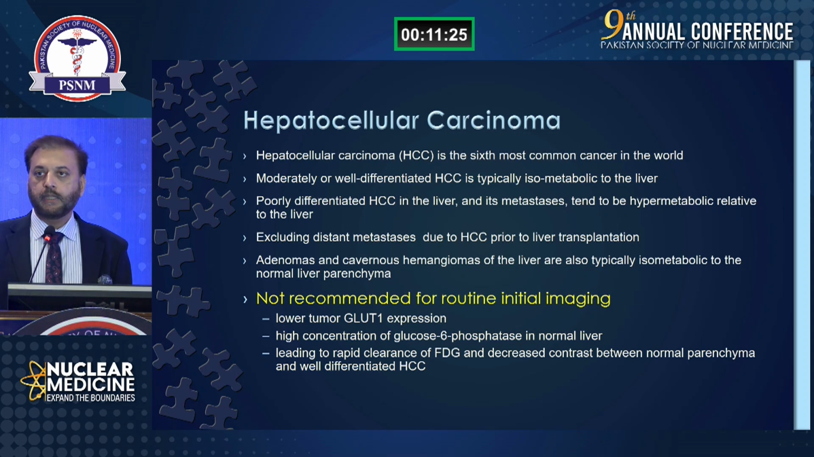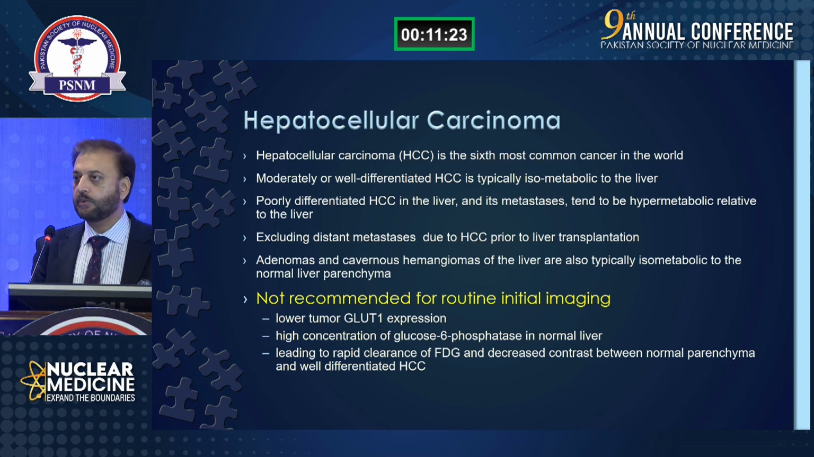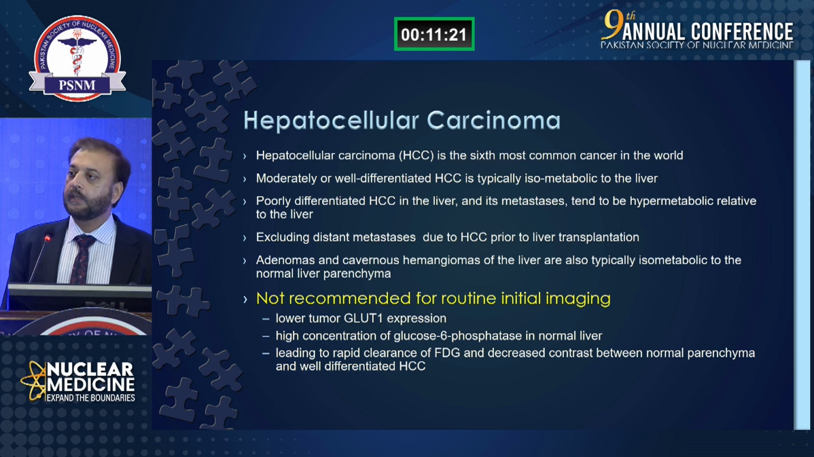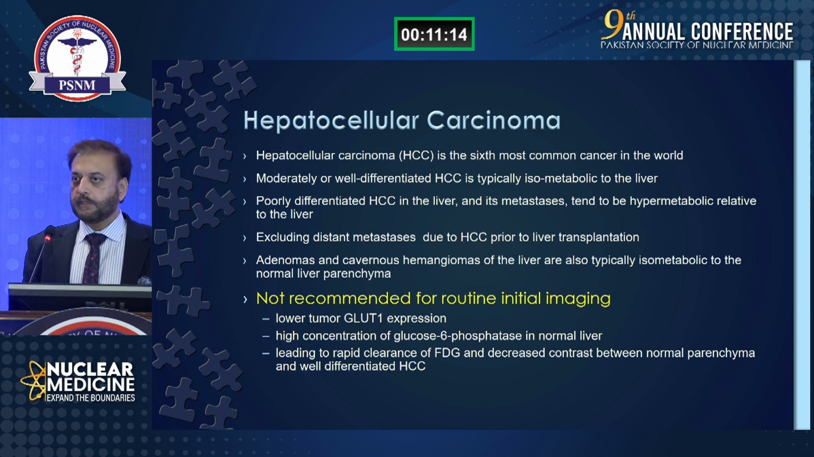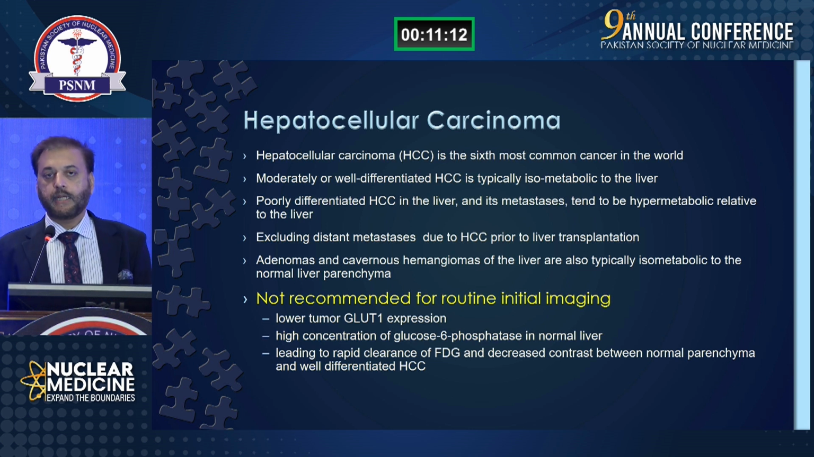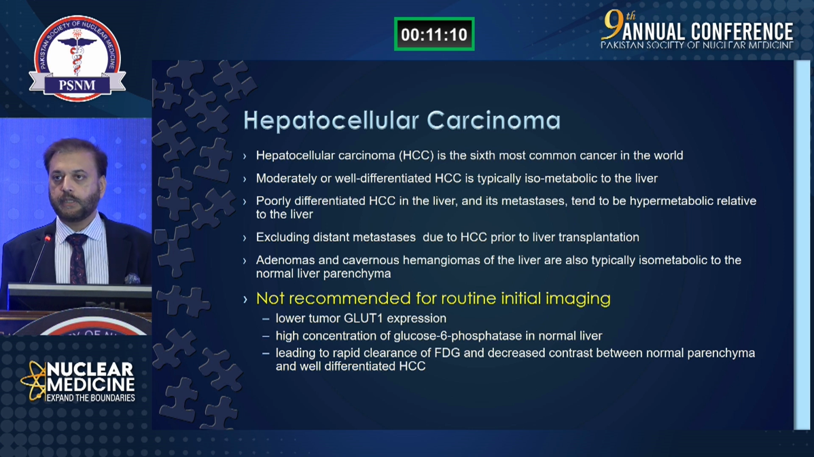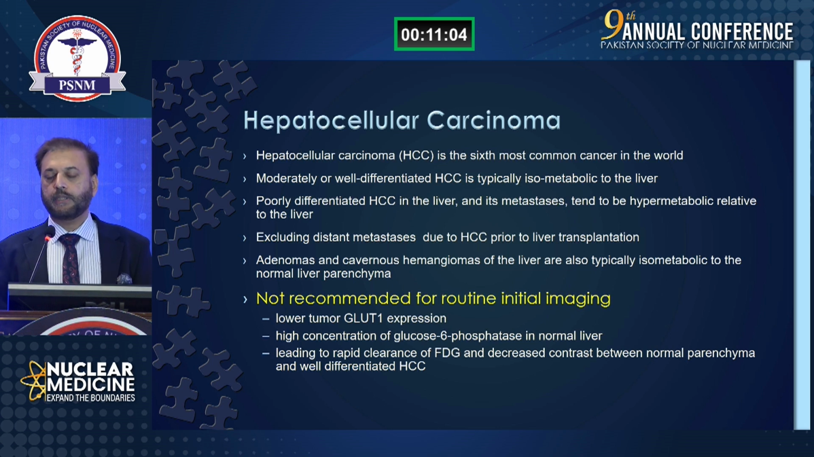In HCC, FDG PET-CT scan has shown poor performance, especially in well differentiated or moderately differentiated HCC. On the other hand, poorly differentiated HCC, because of high GLUT receptor expression and loss of glucose 6-phosphatase activity, concentrates FDG in higher amounts and shows a higher signal. So FDG PET scan can be used to detect the HCC and for its staging.